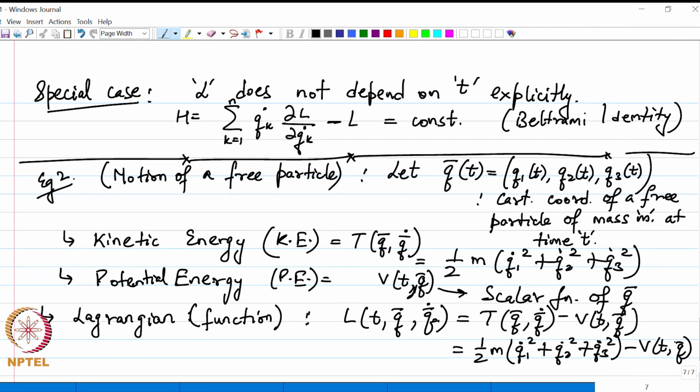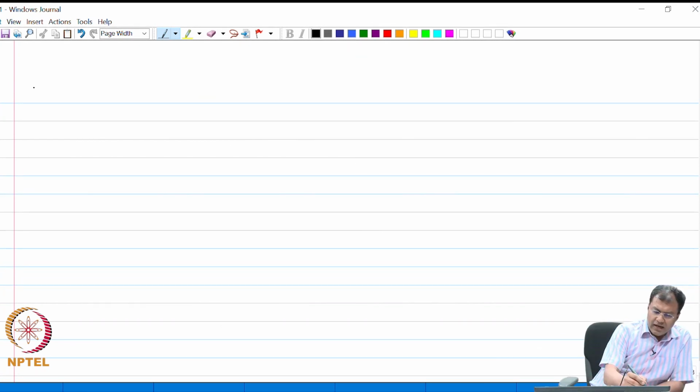Now, in this particular example we will see that the Euler Lagrange equation reduces to the conservation of energy. That is the beautiful result in this example. So, let us look at the Euler Lagrange equation, but before that let me introduce a new concept. So, let us now digress, a brief digression from our original discussion.